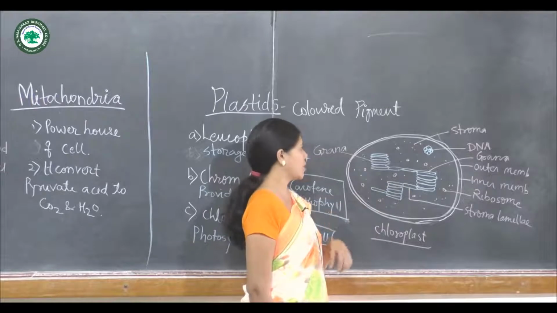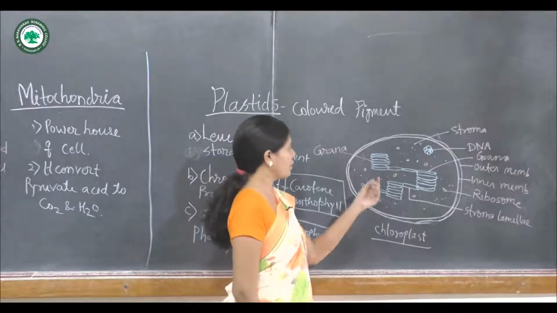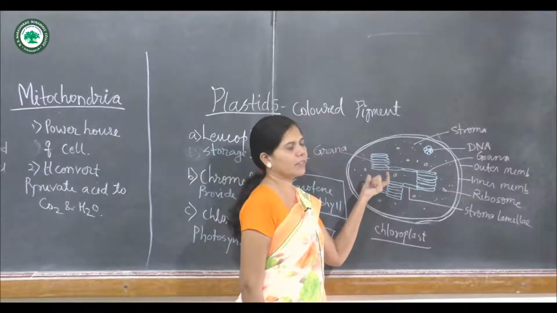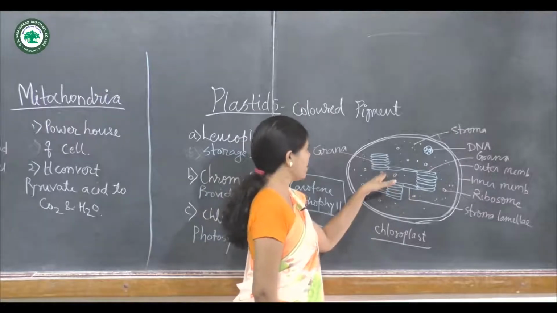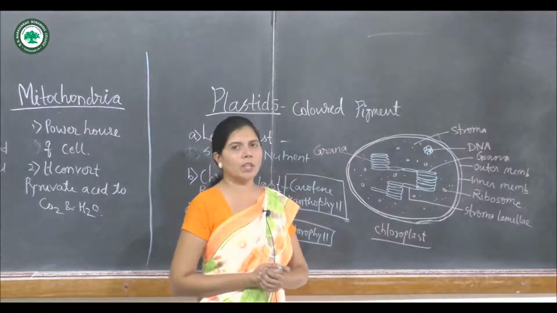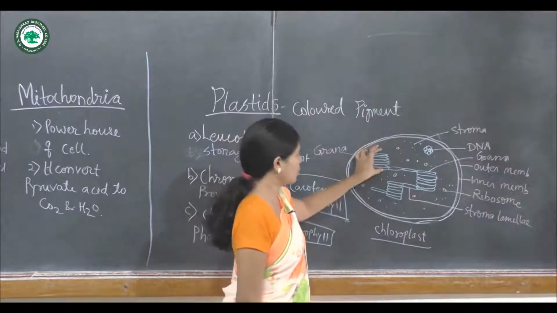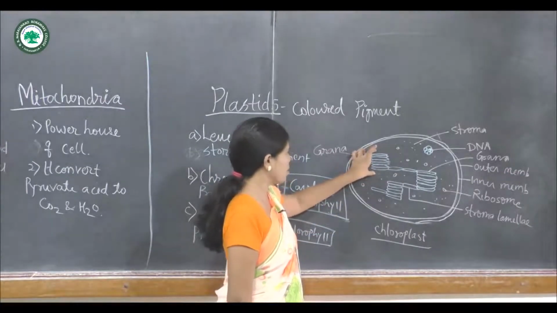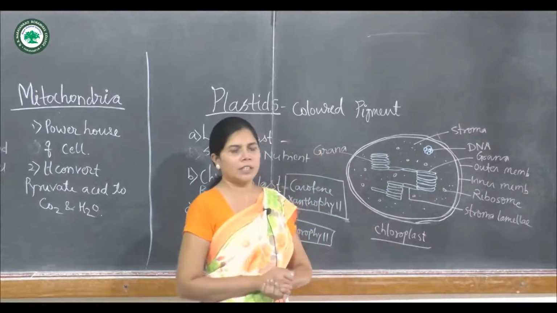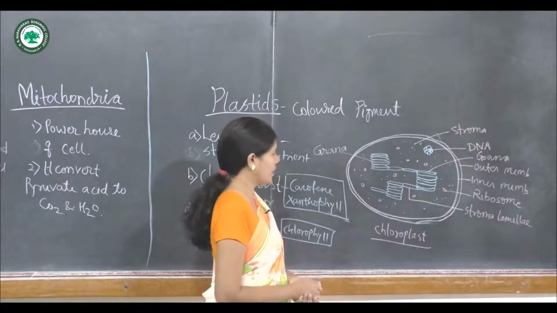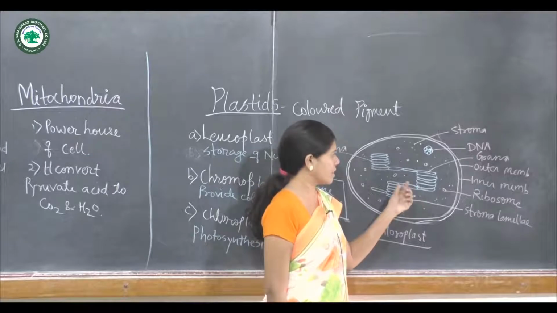This disc-like structure is known as the grana. The grana is the disc-like structure which is green in color and takes part in photosynthesis. Singular is known as the granum, and this group of discs is known as the grana. The grana are attached to one another by the lamellae, which are known as the stroma lamellae.